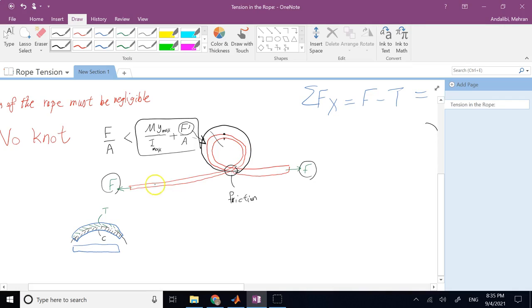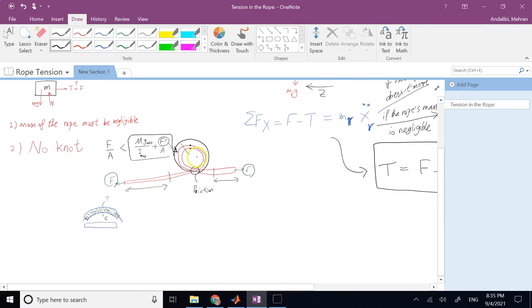Now, as you get away from the knot, you can consider that if the mass of the rope is negligible, in these areas the tension could be constant. But the knot location acts like a local anomaly, like a singularity, and in that local area the tension is definitely going to be different. So, no knots along the rope and no significant mass of the rope.